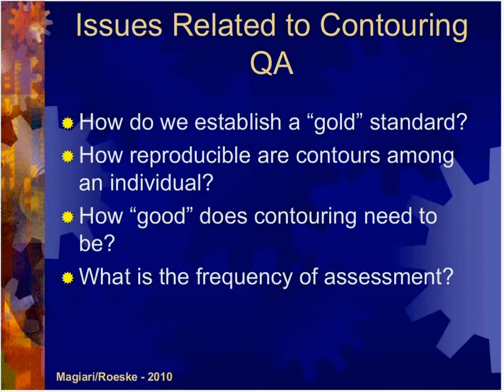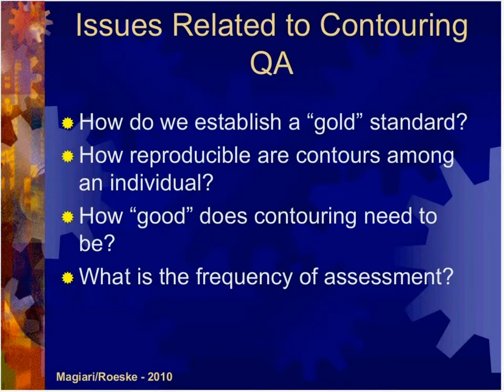The other issue is, how good do our contours have to be? Do they have to be perfect? What is good enough, basically? And I think that's something that we need to decide upon. Certainly our contours are not always going to be perfect. I mean, we're human beings, and there are certain limitations in terms of contouring software and other things. So one of the questions in looking at the contouring system is, how good do we have to be? And then lastly, what is our frequency of assessment?